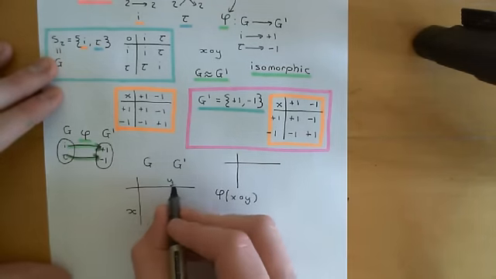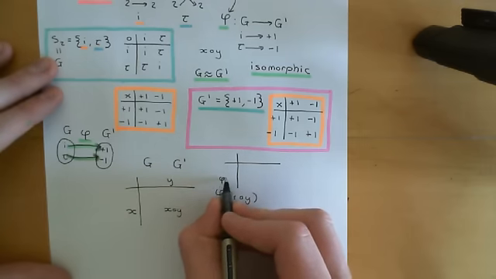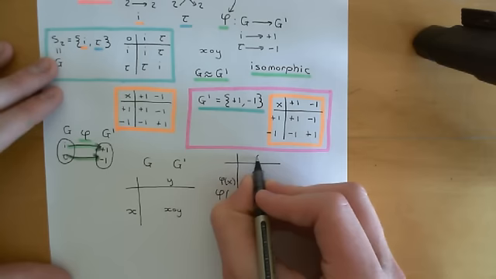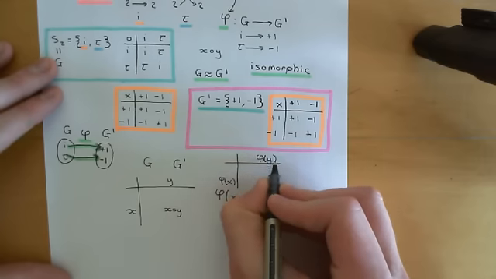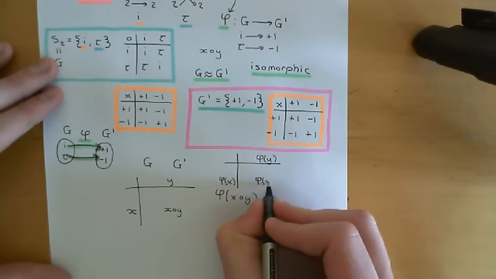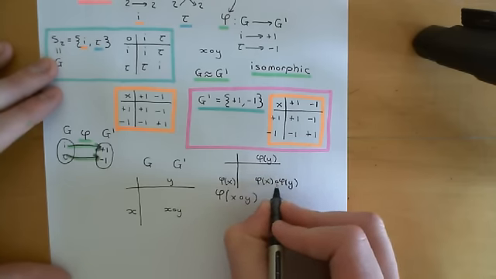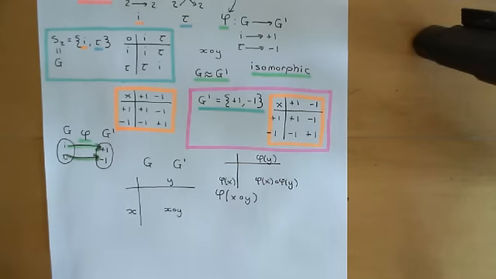Well, X and Y, what are they going to be mapped onto in G prime? They're going to be mapped onto phi of X and phi of Y. Okay, so the analogous entry in the composition table of G prime is phi of X composed with phi of Y, where this composition is in the composition table of G prime.